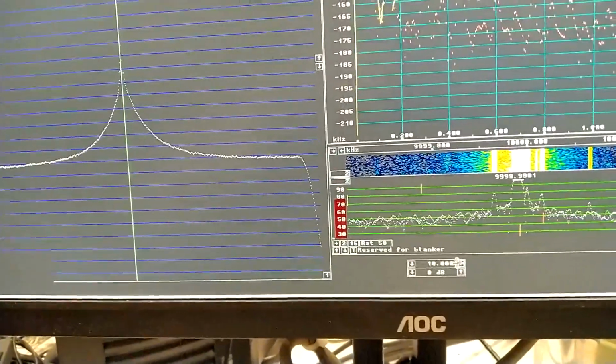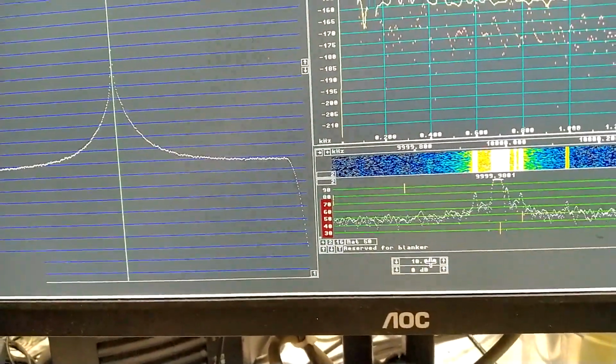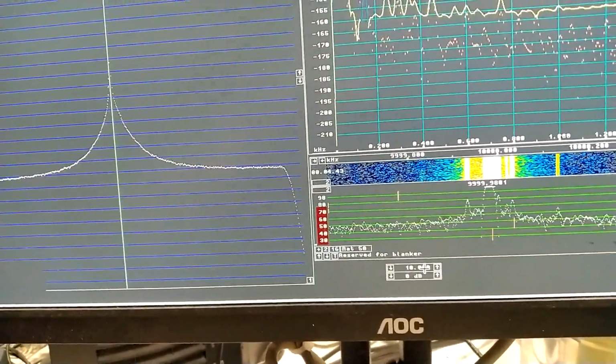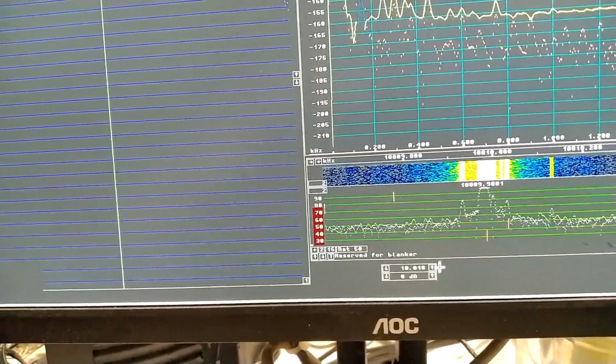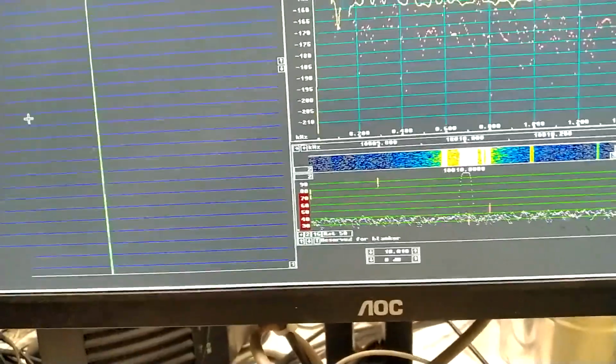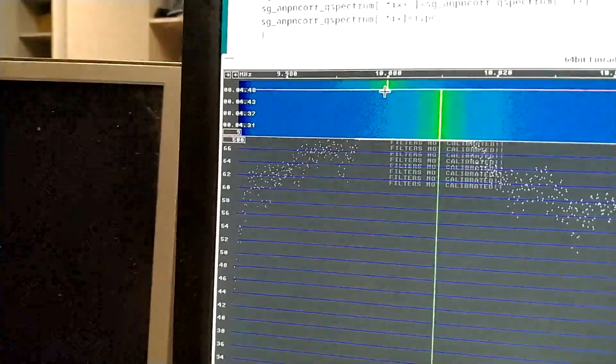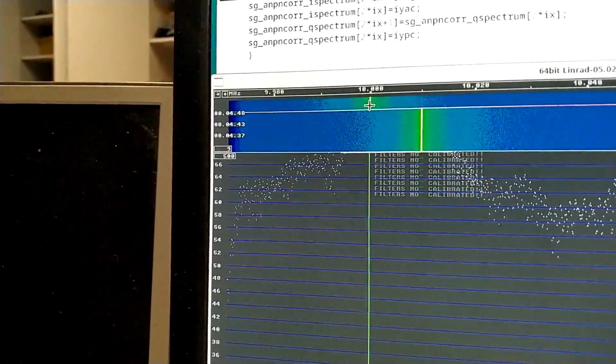I have set it to 10.0 MHz. I can change that a little bit. 10 kHz. So I have to move to 10 kHz here.